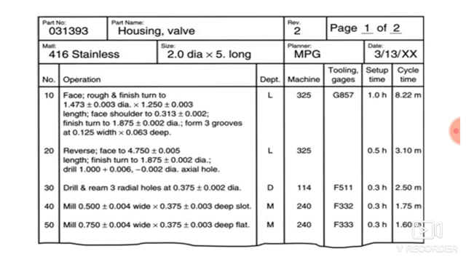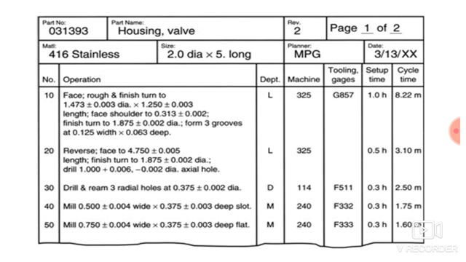After that the time required, that is cycle time. So for first operation the cycle time is 8.22 minutes. So for carrying out the first operation you will require 8.22 minutes. For the second operation 3.10 minute, 50 minute. For fourth it is 1.75 minute and for fifth it is 1.60 minute.